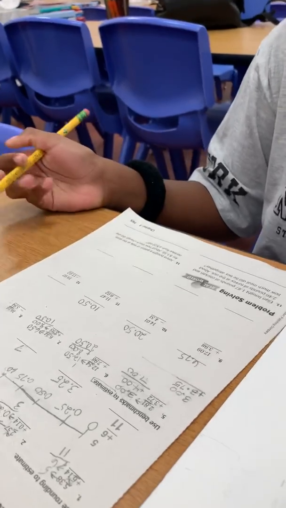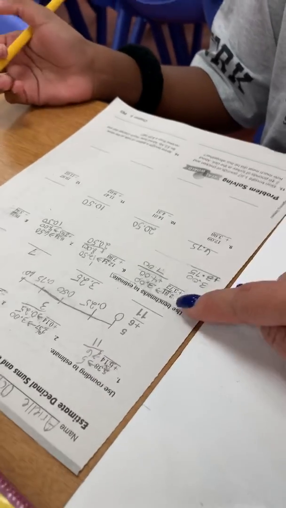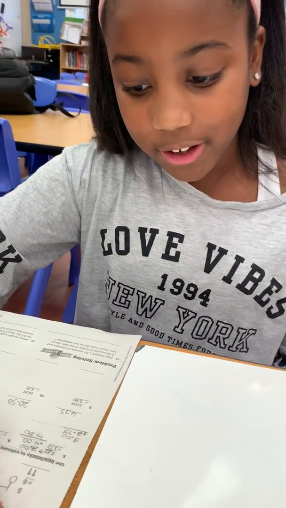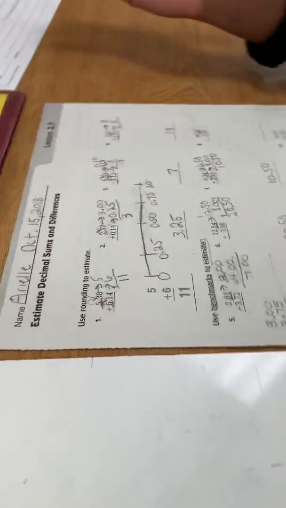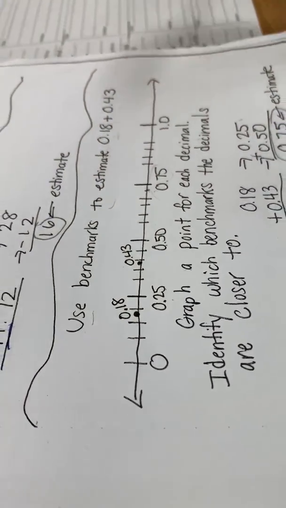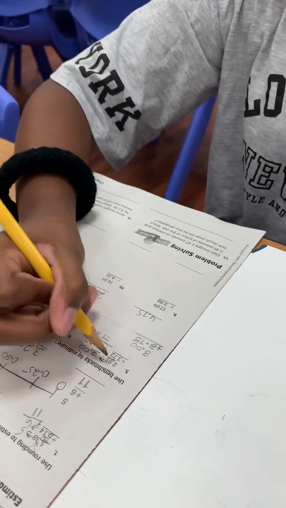Excuse me, Miss Ariel, may I ask you a question? Yes. What is the difference between rounding to the estimate and benchmarks to the estimate? When you round to the estimate, you are using the whole number and looking at the next number to see if it's bigger or less than. When you use benchmarks, you are using a line graph, and it has numbers to see what it's close to. Got you. And that's not using the whole numbers, we're actually using the tenths and hundredths. Very good. Excellent. Thank you.